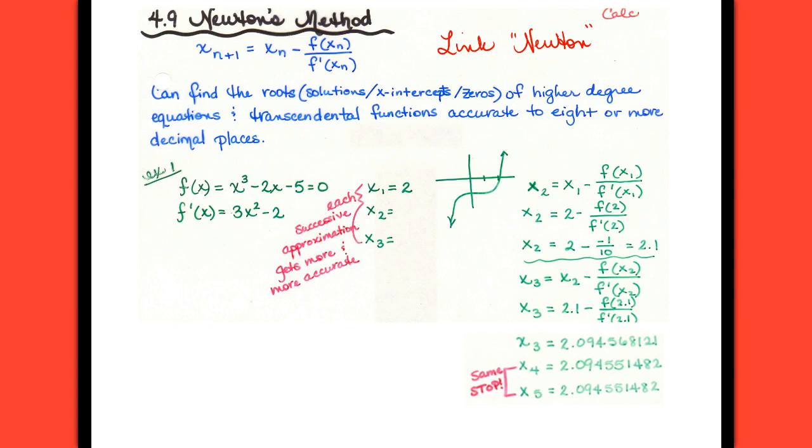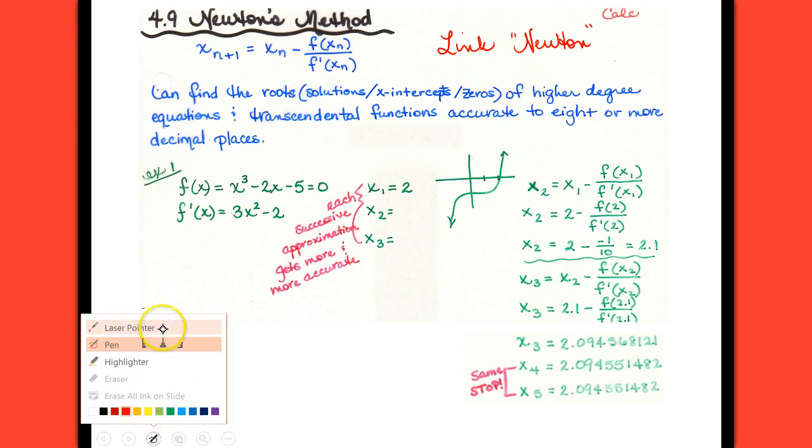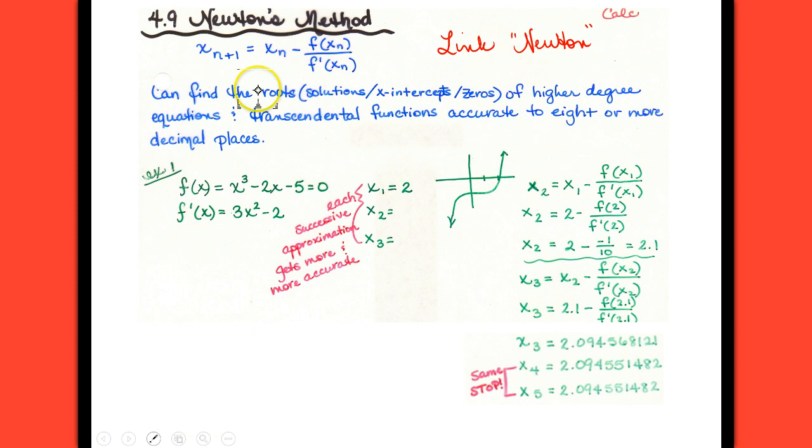Newton's method is used to find the root or solution, x-intercept, zero. Of course, those are all synonymous terms, so whatever you want to call it. But it gives us a way that we can find a root or solution or x-intercept or zero of a higher degree equation or transcendental function accurate to 8 or more decimal places. All right, so let's say example number 1.